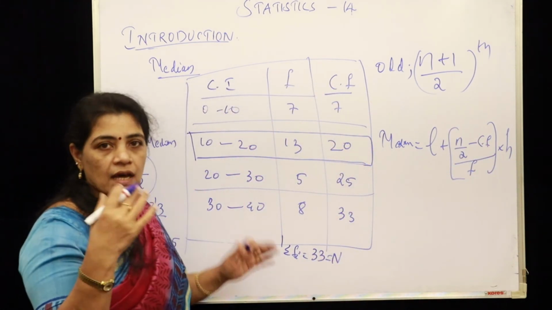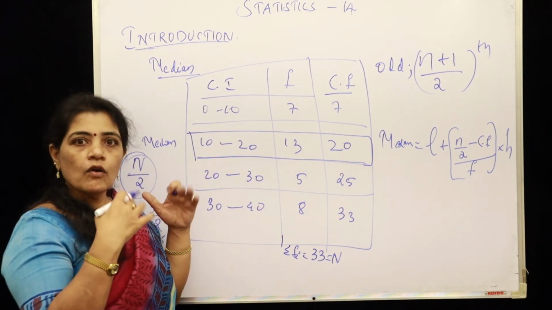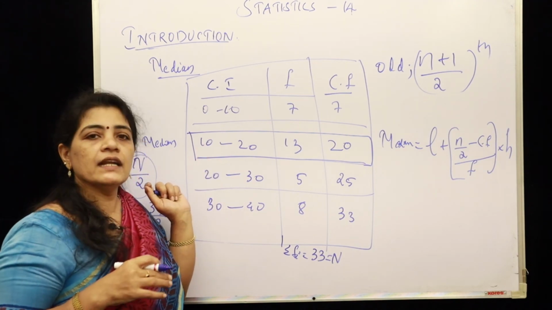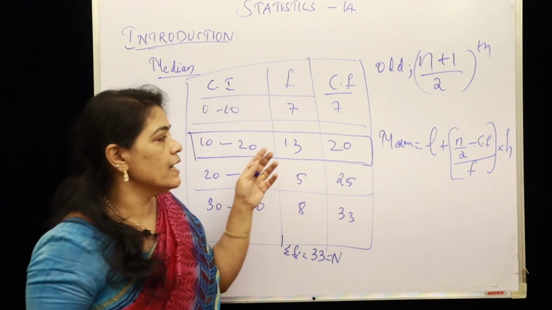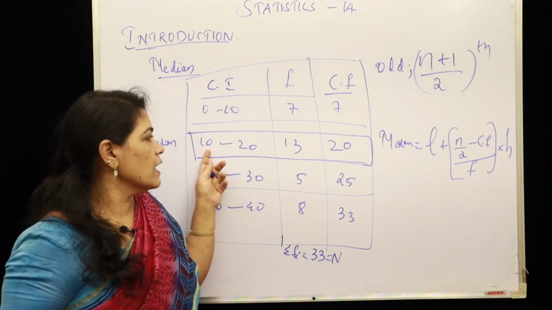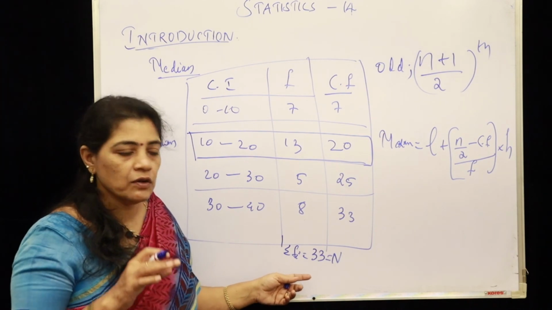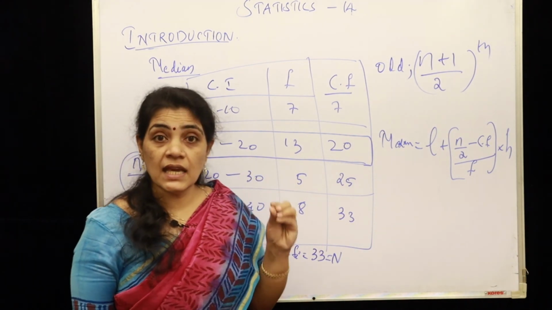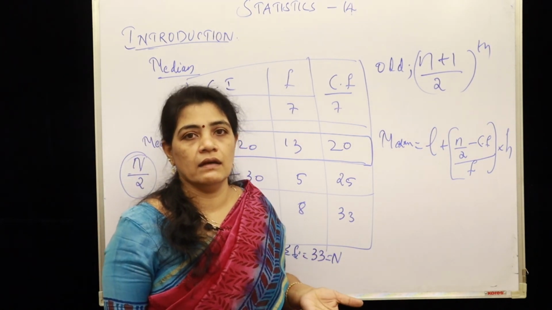H is always the class size, that means upper limit minus lower limit, each class interval being the same. So 20 minus 10 is H. Then what is L? Surely L is the lower limit of the median class. And N by 2, small n by 2 or capital N by 2, denotes this number, that is 16.5. Here CF is the cumulative frequency of the class preceding the median class.